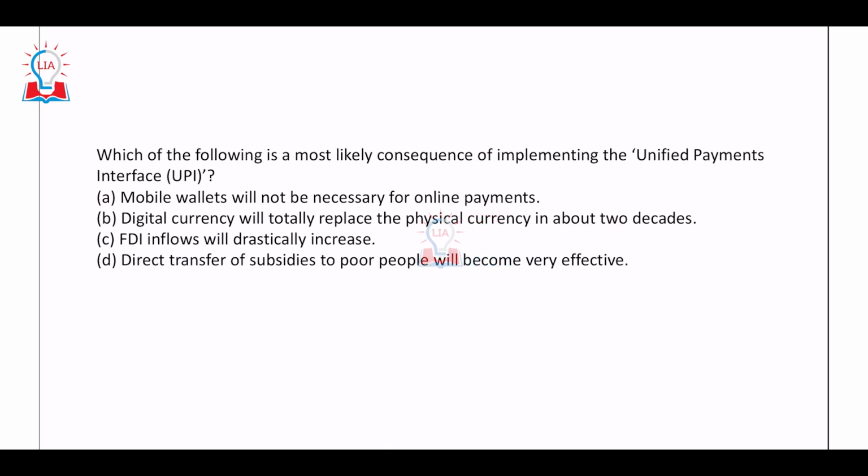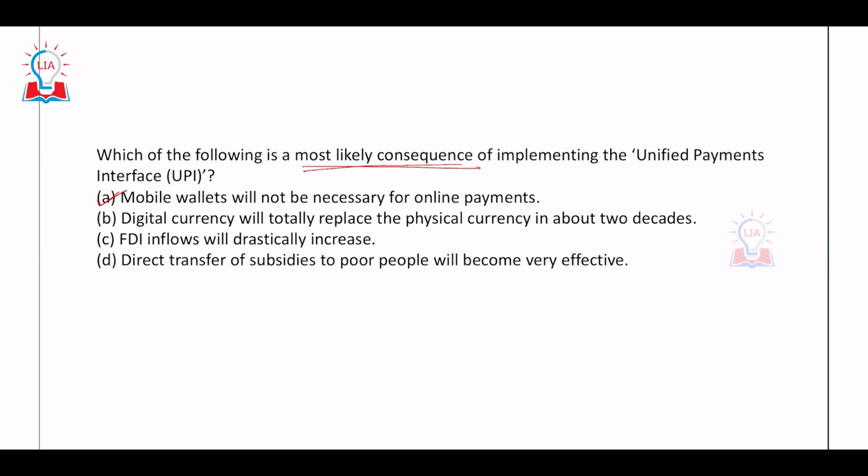Which of the following is the most likely consequence of implementing the UPI, Unified Payments Interface? What would happen, right? It is saying most likely consequence, which means there can be many consequences, right? Which is the most likely consequence, which is going to happen for sure. So let's see the first one. Mobile wallets will not be necessary for online payments. Yes, obviously, right? UPI packs the power of all the banks under one application. That's what it does. So one is true.